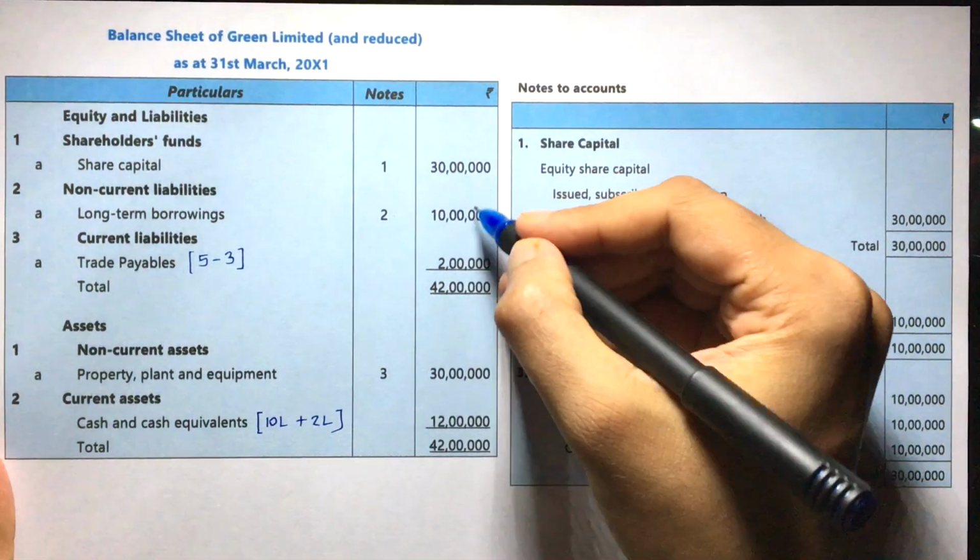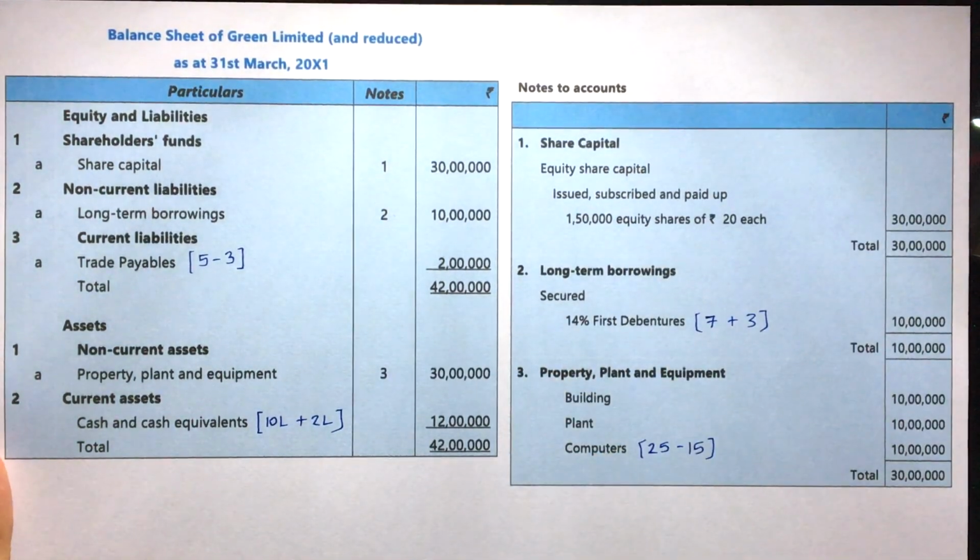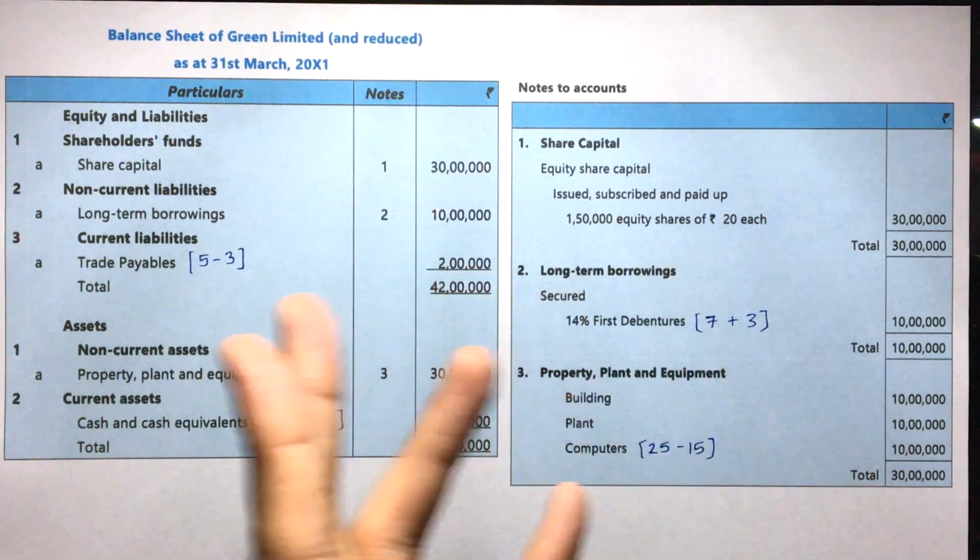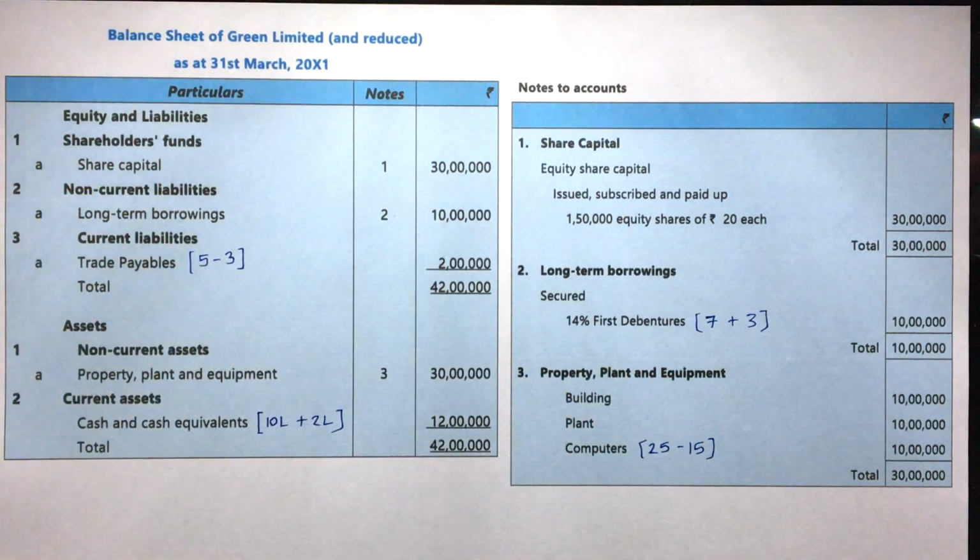Now if we add 30 plus 10 plus 2, that's 42. Here also it's 42, right? Our balance sheet is getting tallied. Fine. So this is how you have to do it. Really simple. Nothing difficult.